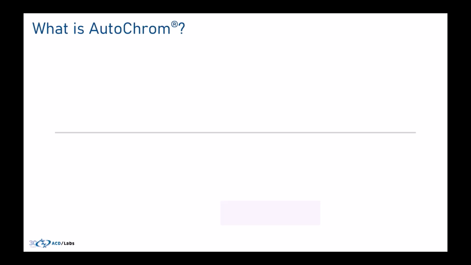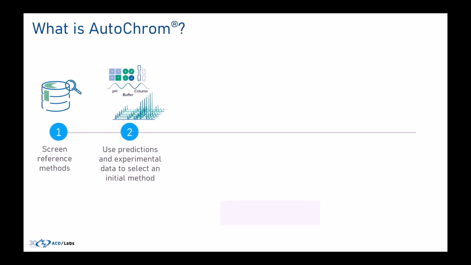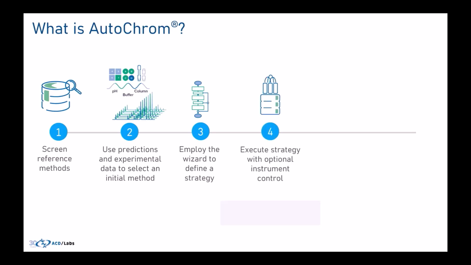So AutoChrom is method development software. It is based on QbD principles and is data-driven, leading to a robust method and fewer injections. So the software will help you determine a better starting point by helping you with screening a library of methods for related compounds, also using predictions and experimental data to select the initial method. It uses a wizard to define a strategic approach for your method development, so you're not using trial and error. You can execute that strategy with optional instrument control.